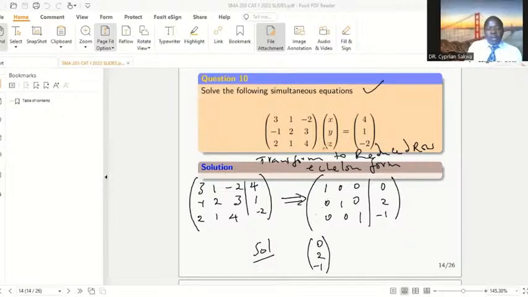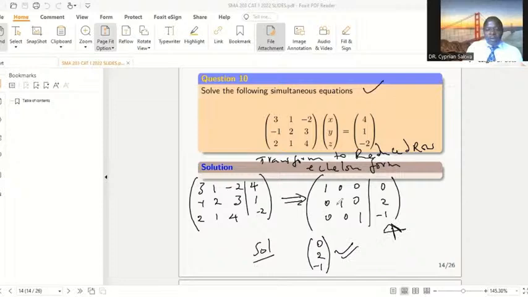Although the question was to find the values of x, y, and z, after finding x, y, and z, you write the solution. The system has a unique solution, just one. And here it is. Now, on your own time, try to transform this matrix and see that you obtain this.